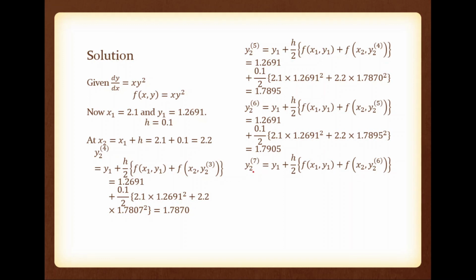So y2 of 7 equal to y1 plus h by 2 into f of x1 comma y1 plus f of x2 comma y2 of 6, that is equal to 1.2691 plus 0.1 divided by 2 into 2.1 into 1.2691 square plus 2.2 into 1.7905 square. So the answer is 1.7909. So this is not equal. So we have to continue it.